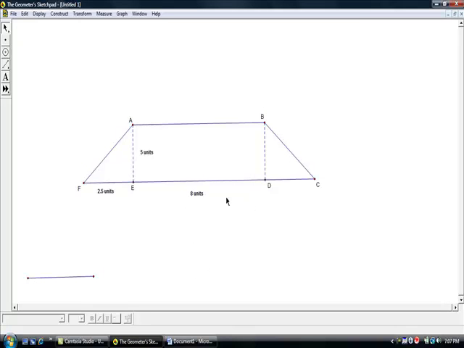So like ED here, I have 8 units. AE is 5 units. FE is 2.5 units. What the proof is, we want to prove that FE here on the left side, so basically the base of this little triangle on the left side, and DC, the base of this triangle on the right side, we want to prove that they're the same.